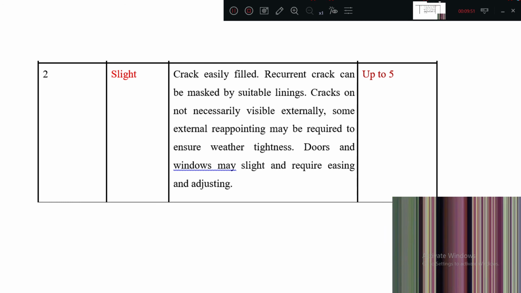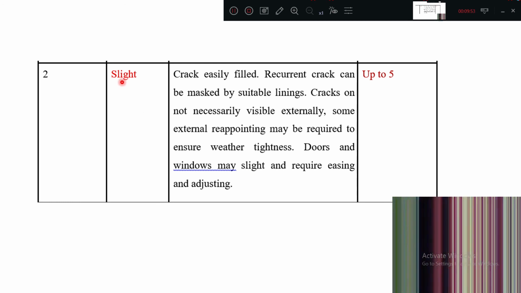The next category is slight. Its damage category is slight. So these are up to 5 mm, more than 1 up to 5 mm. These can also be filled. These recurrent cracks can be masked with suitable linings, meaning some wall putty can be applied so that the cracks can be repaired.